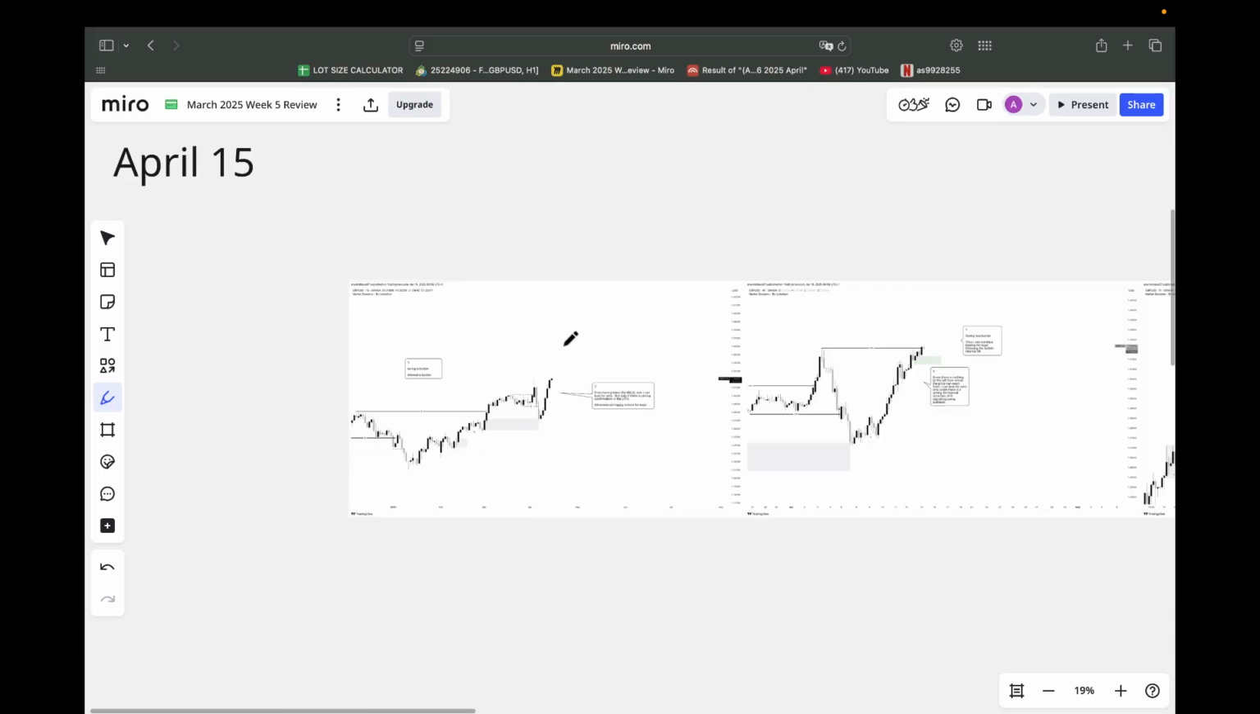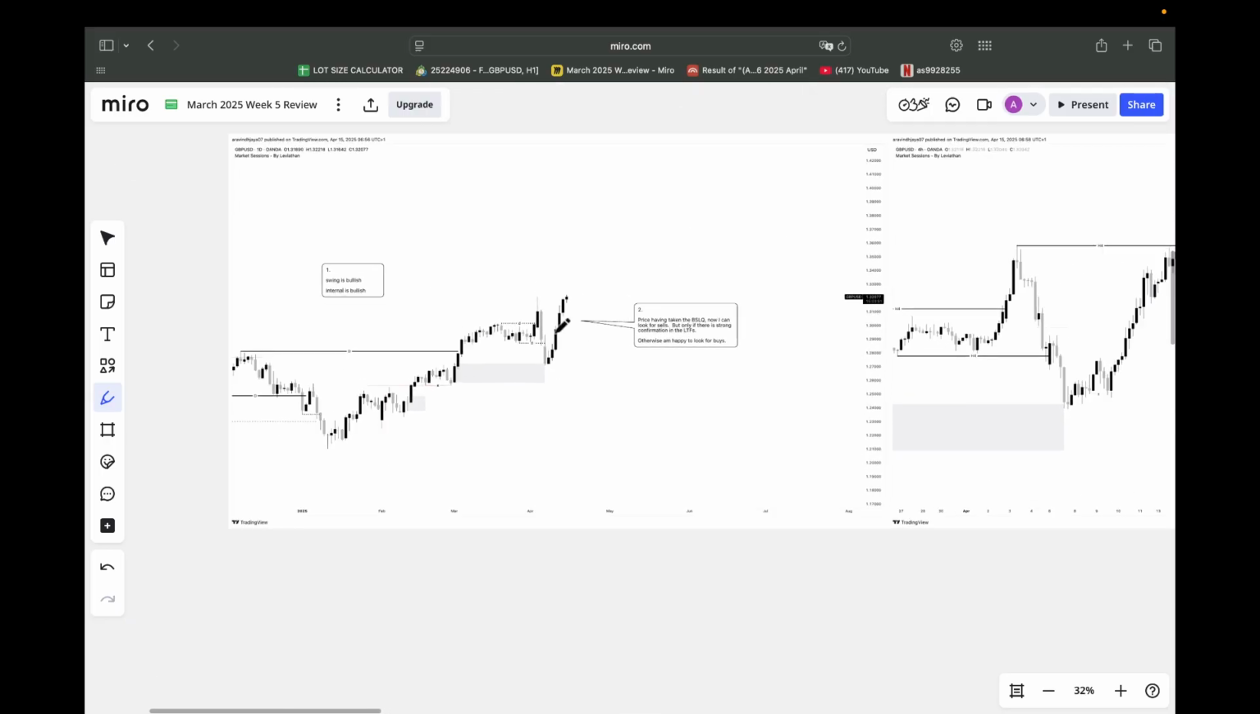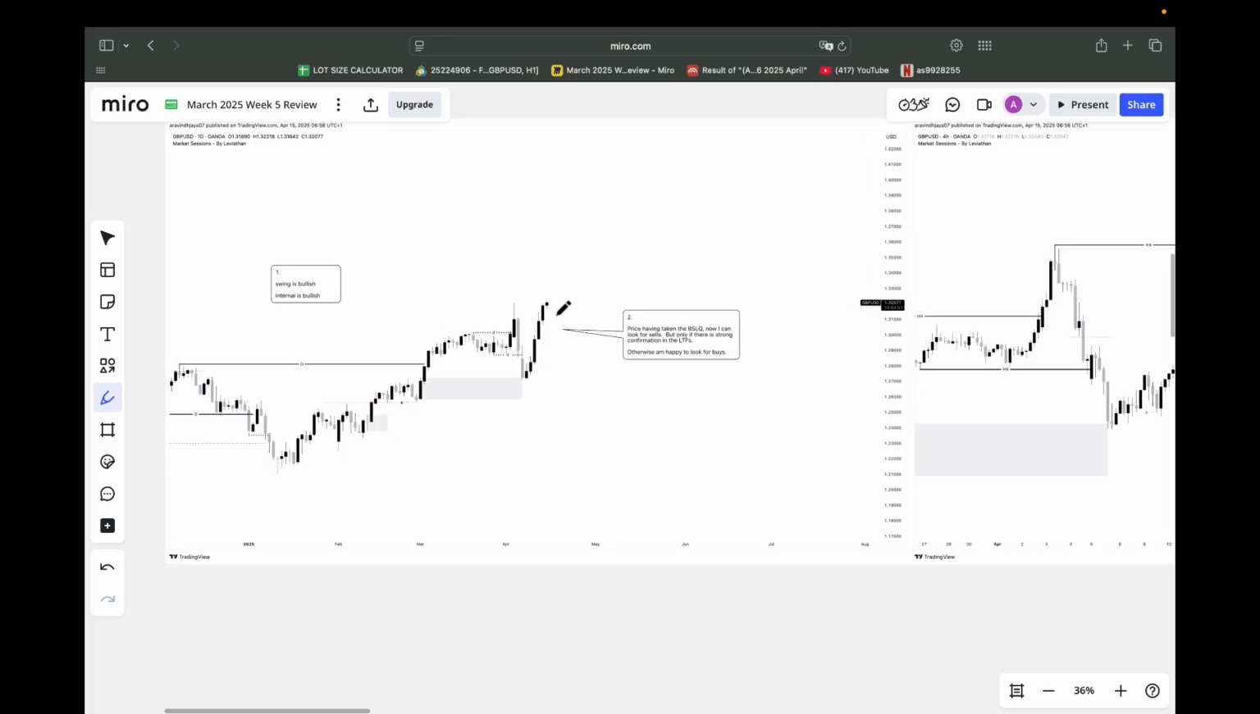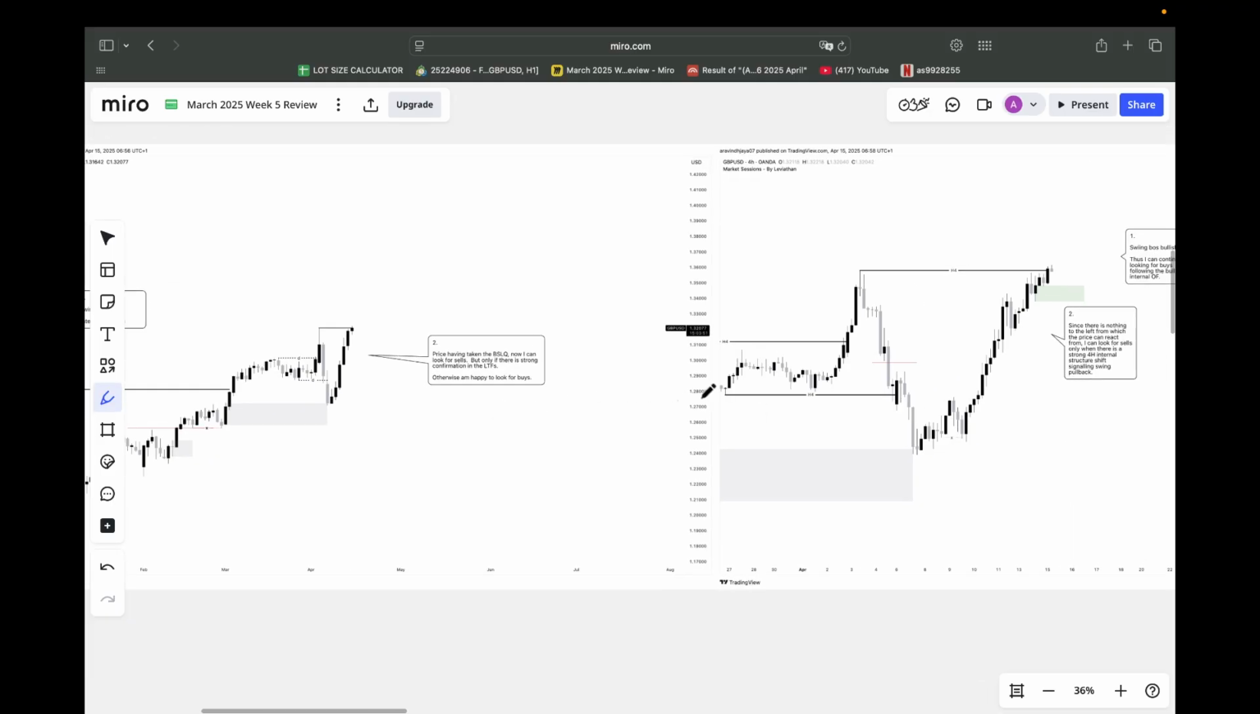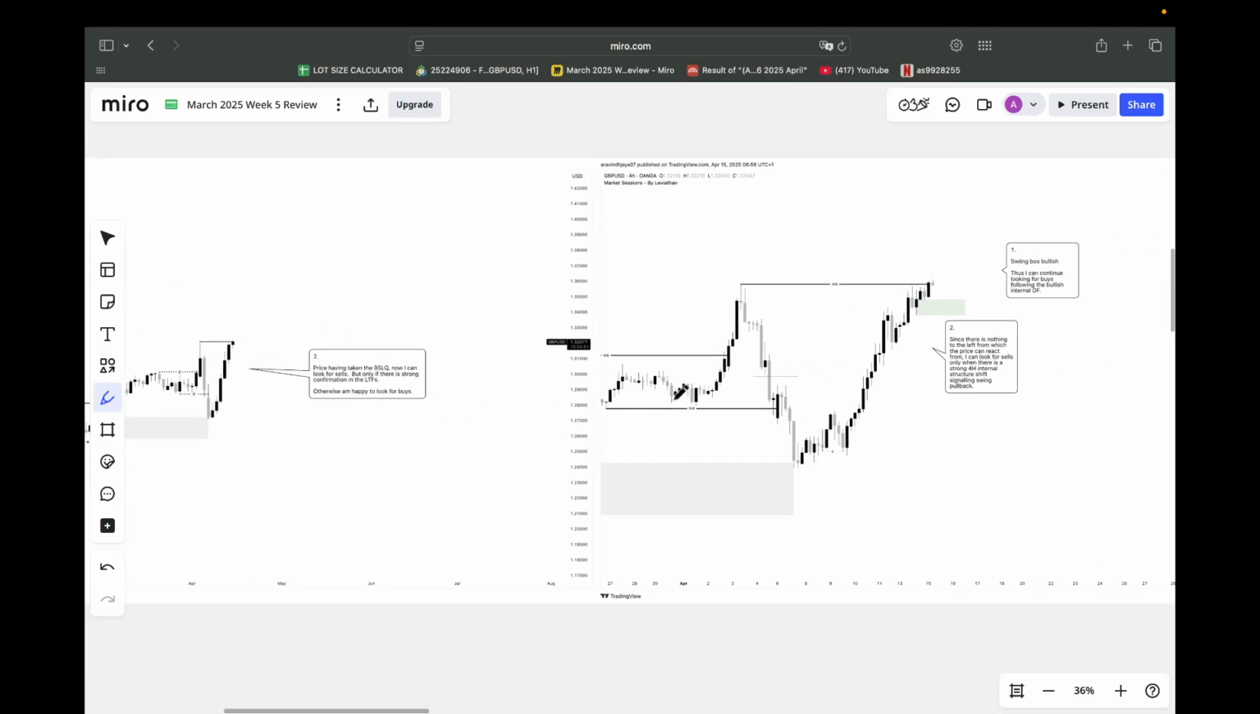So let's push on to April 15. The daily structure is still the same. Price actually took out the buy side liquidity above. So now we can expect some bearish reaction, but the overall objective is to keep pushing up.